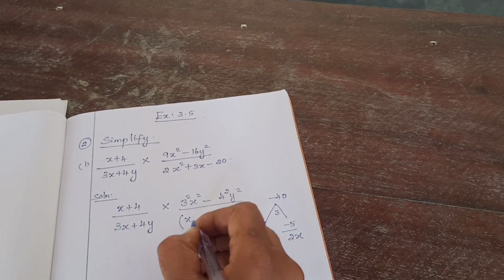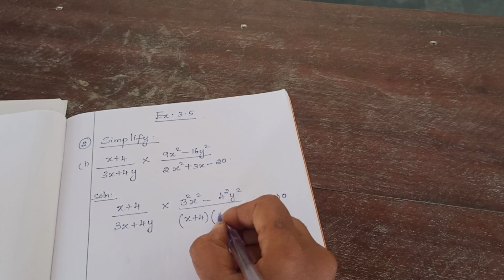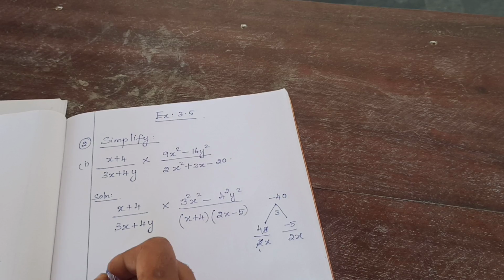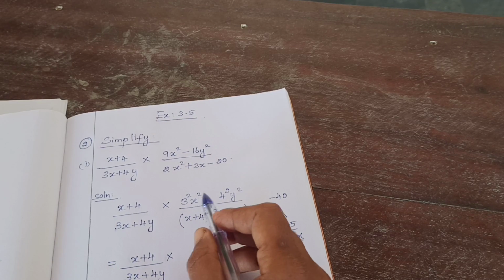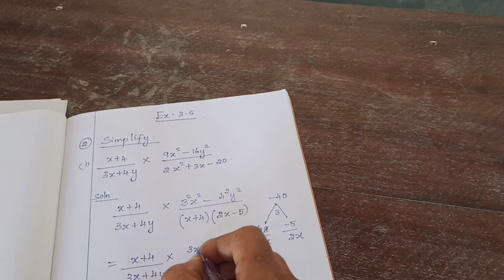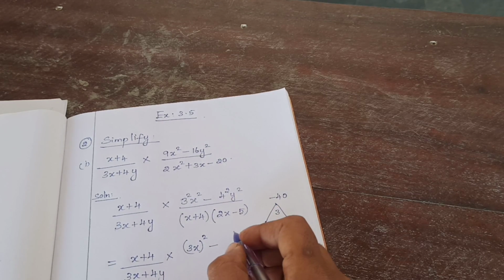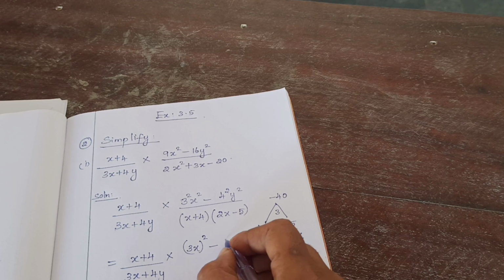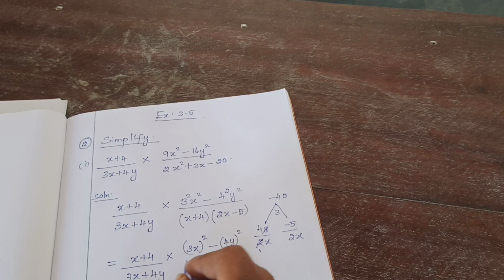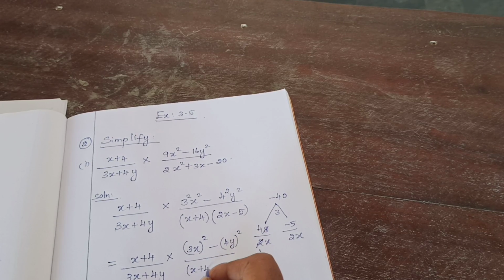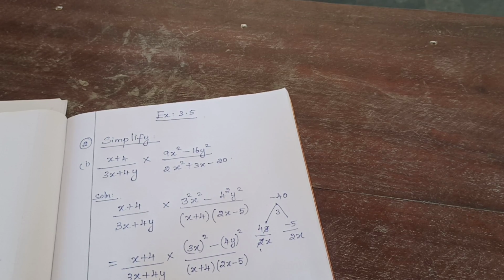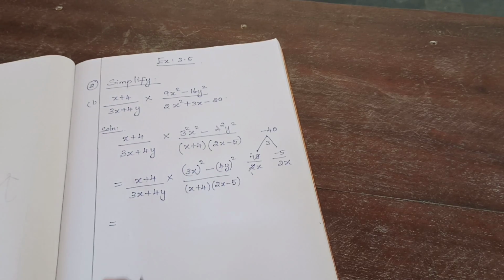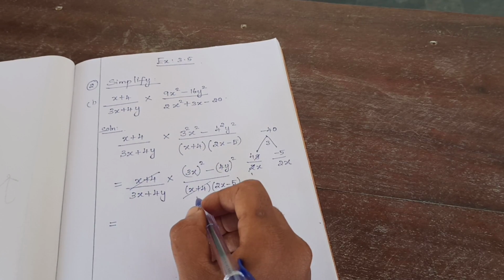That is x plus 4 into 2x minus 5, which equals x plus 4 divided by 3x plus 4y into here 3 square x square. How can we write this? 3x the whole square minus 4 square y square. How can we write? 4y the whole square divided by x plus 4 into 2x minus 5, which equals, check for the cancellation possibilities. Yes, x plus 4 and x plus 4 get cancelled.